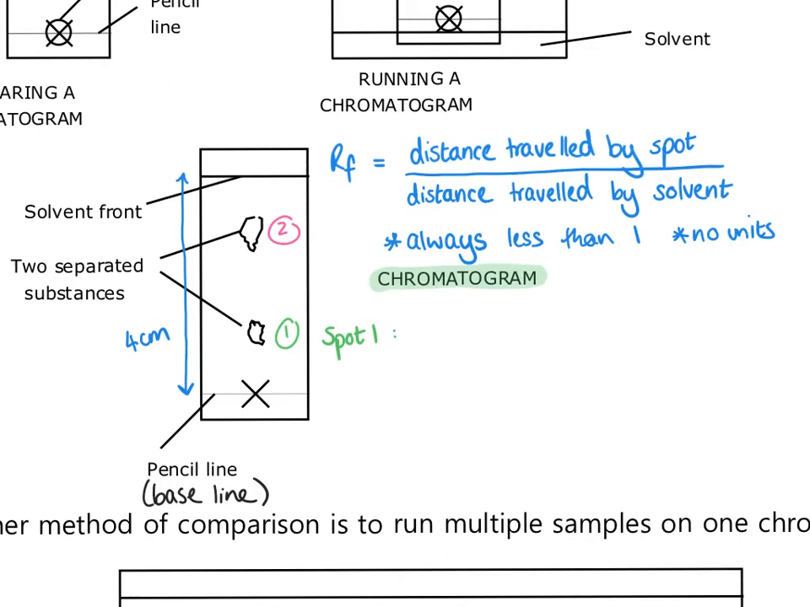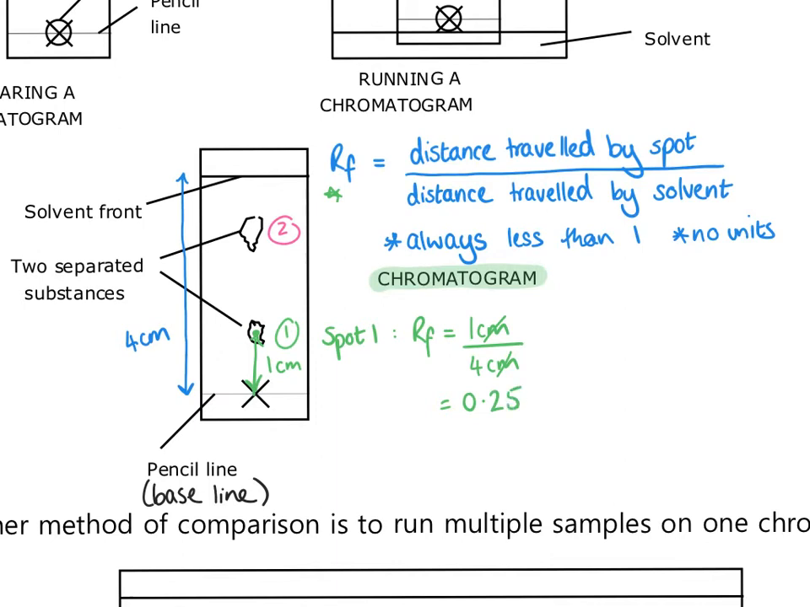We also then need to know how far spot 1 has travelled, and we always go to the centre of the spot. So what I want you to write in is that spot 1 has travelled 1 centimetre. Okay, again, that might not be exact, it might not be to scale, but let's just write that in for our calculation. So let's look at our RF value. Our RF value is the distance travelled by the spot, which in this case is 1 centimetre, divided by the distance travelled by the solvent, which in this case is 4 centimetres. You can see now why there's no units, those centimetres cancel out. 1 divided by 4 is 0.25.